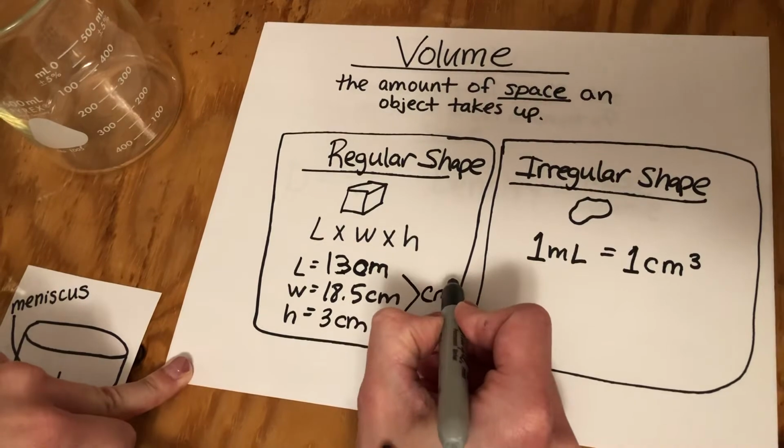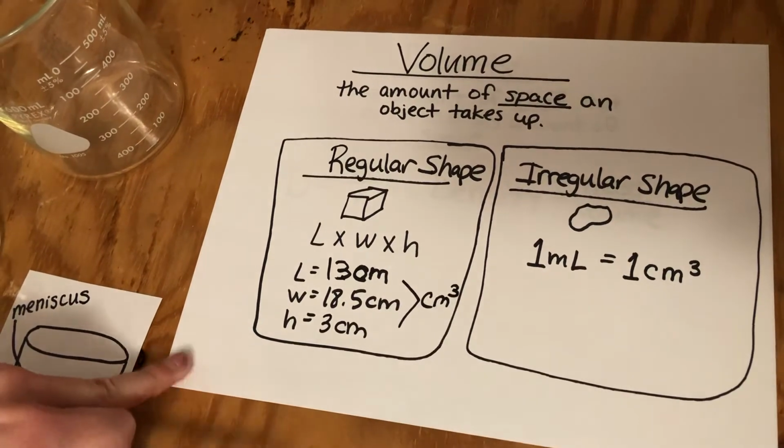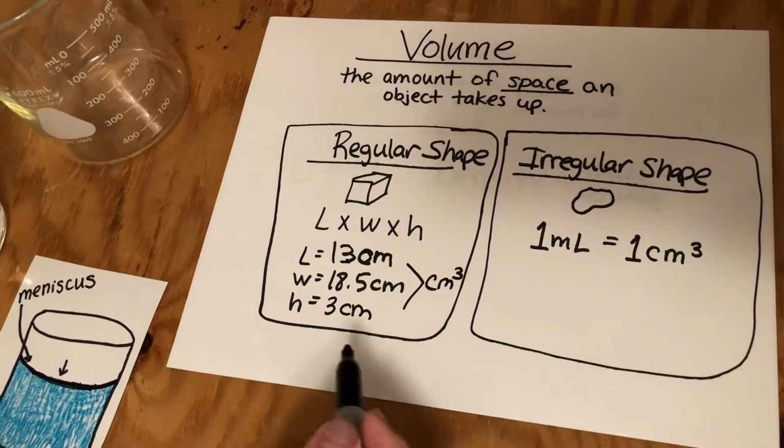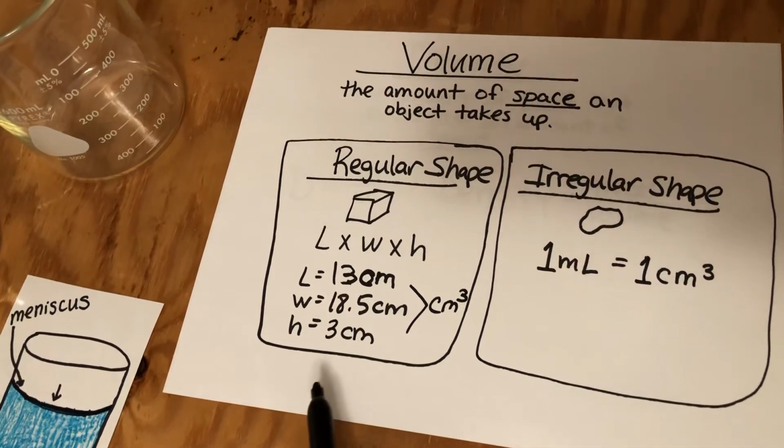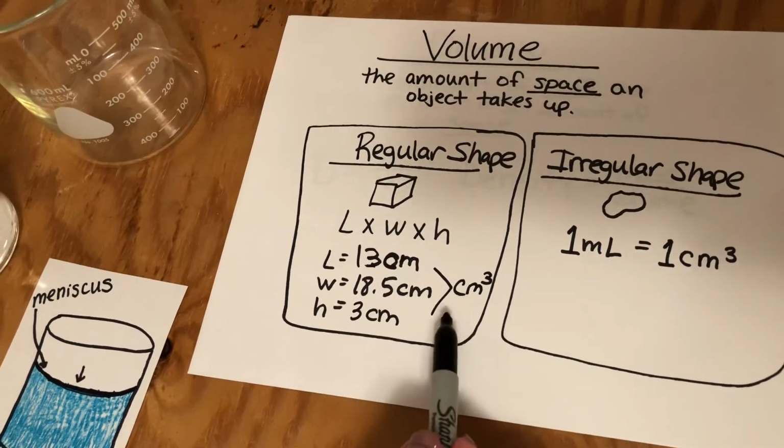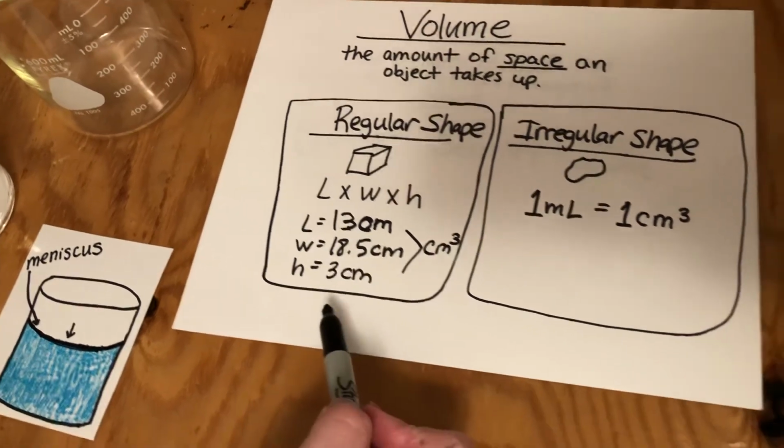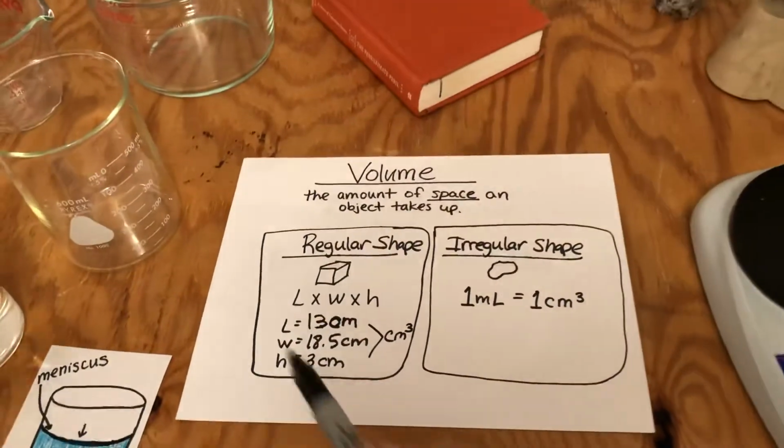To write this in my answer, I'm going to have to cube my work. So the label for the volume of a regularly shaped solid is going to be cubic centimeters. We have 3 centimeter labels we're multiplying together.